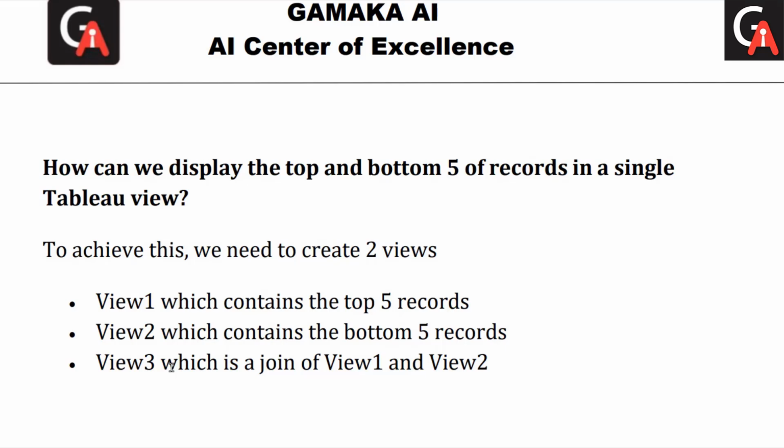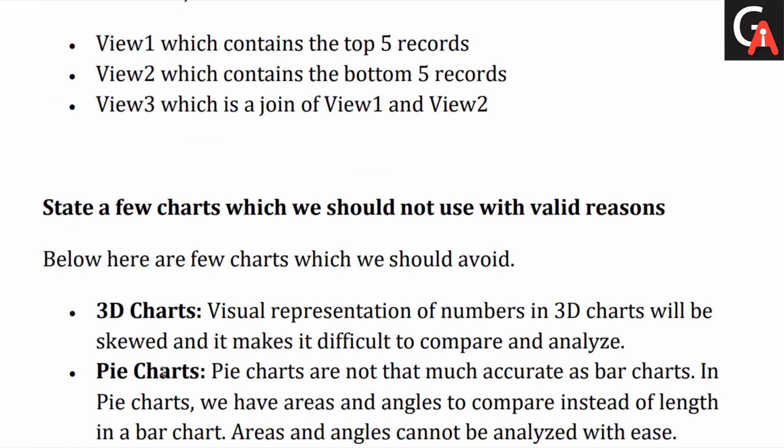In the other way, we can just create two sets, in which set 1 contains the top 5 records and set 2 contains the bottom 5 records, and by combining set 1 and set 2, which is a combined set feature, we can show it in the visualization. Clear? So that is how we can show top 5 and bottom 5 records in the Tableau view.